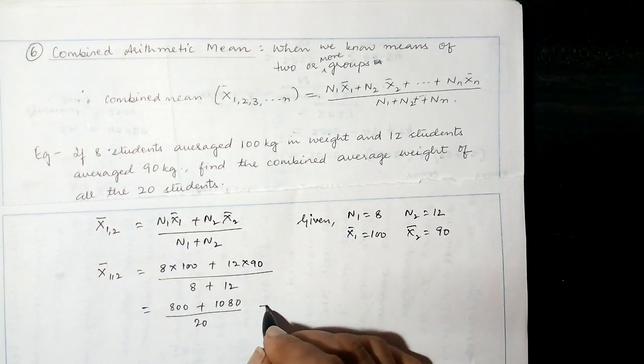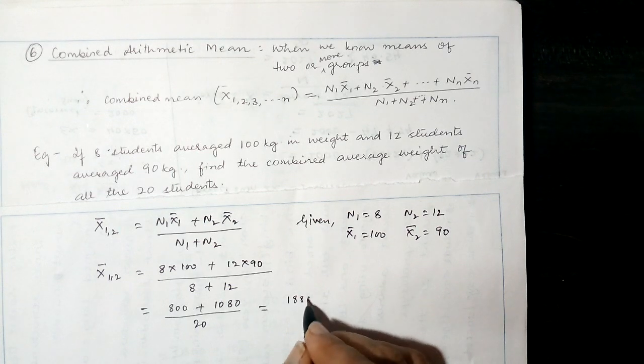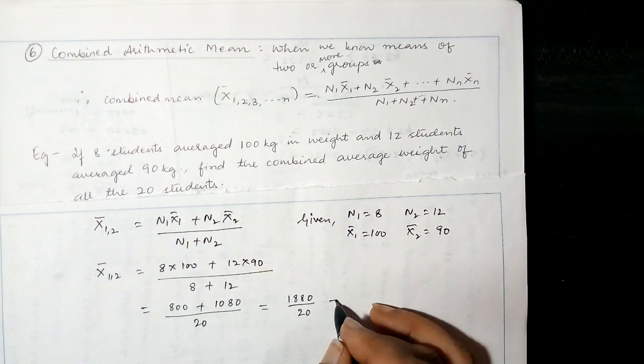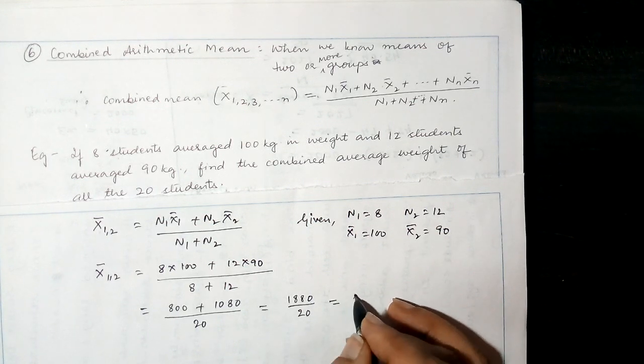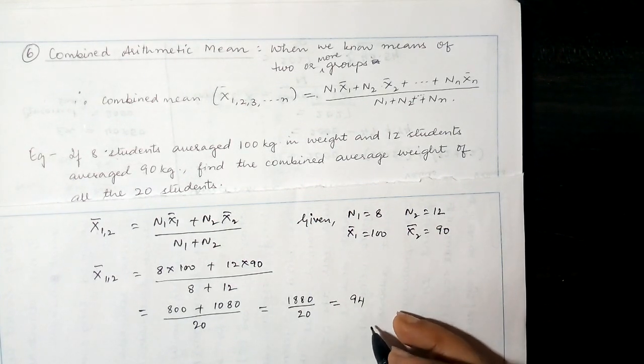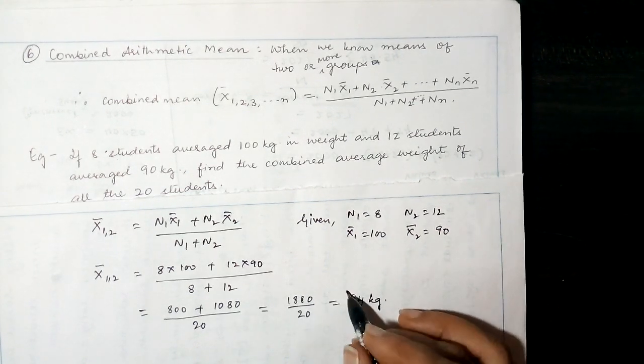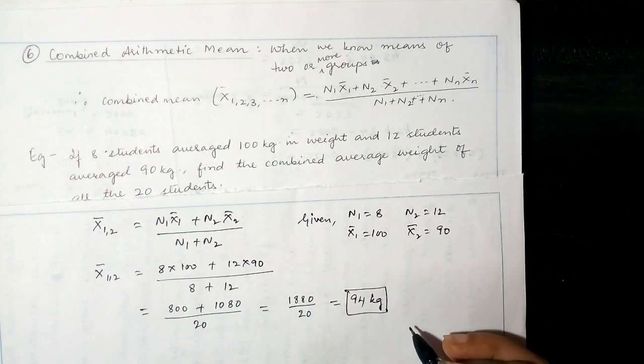So this would be equal to 1880 divided by, add all this and this, divided by 20. So that would give us 94, isn't it? 94. So the combined average is equal to 94 kg. So this is our average.